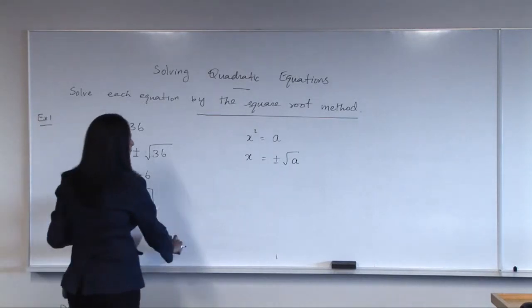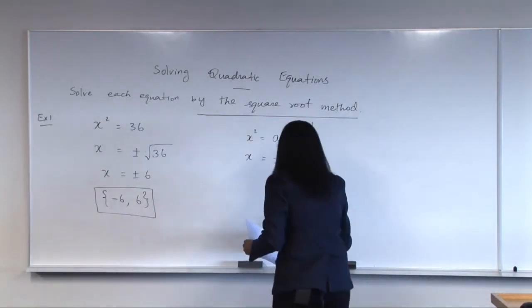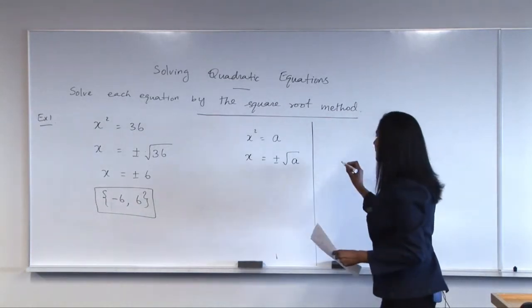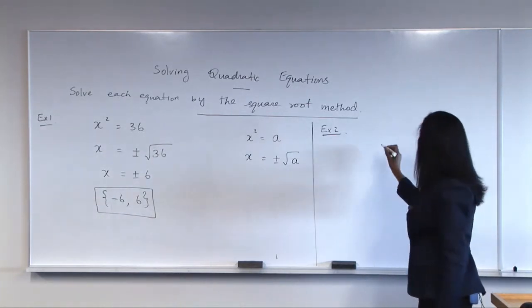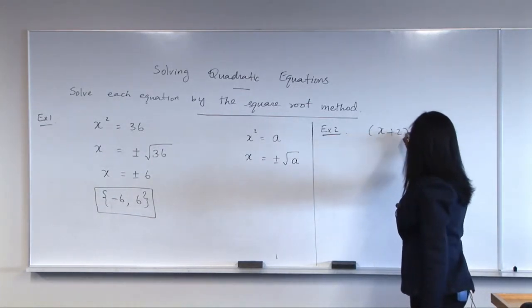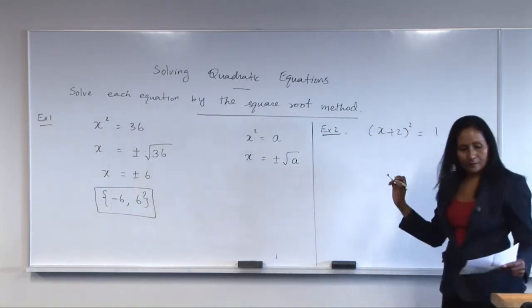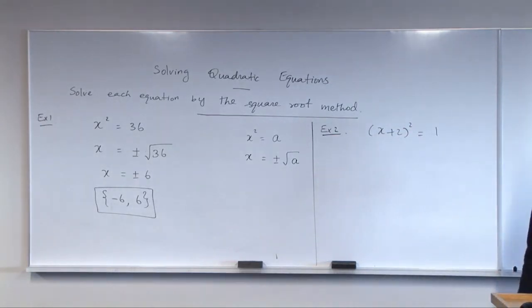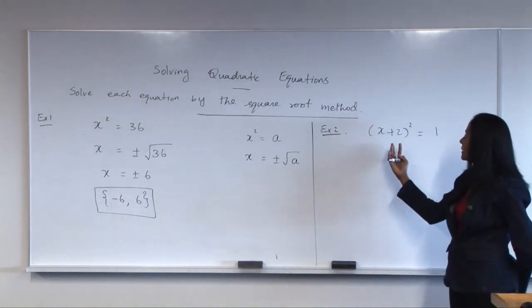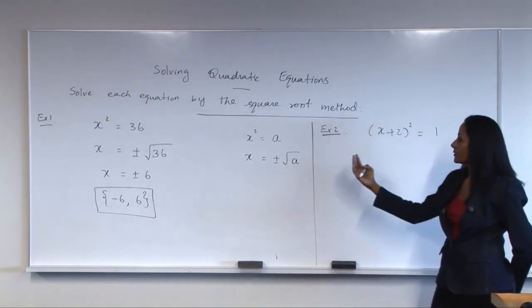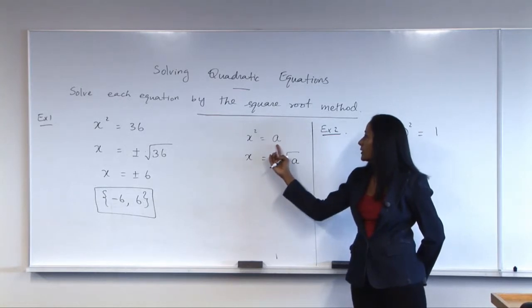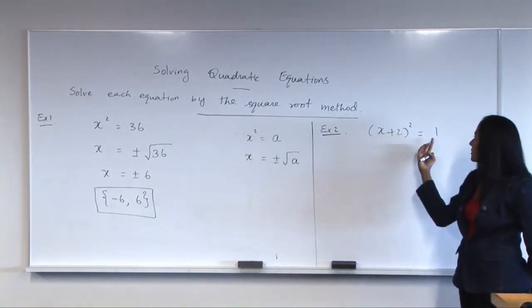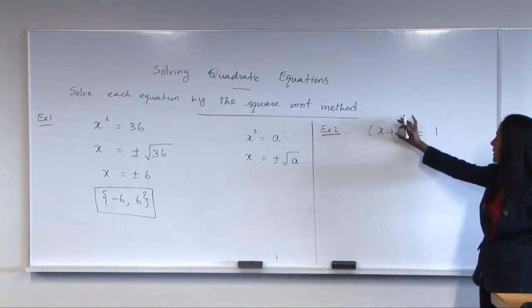So now you know what the square root method is. Let us do one more problem. Example 2. Here again, solve this quadratic equation by the square root method. Whenever you have the square root method, something squared is equal to a, so x is plus or minus square root of a. This square is equal to 1, something squared. So a number squared is equal to 1.